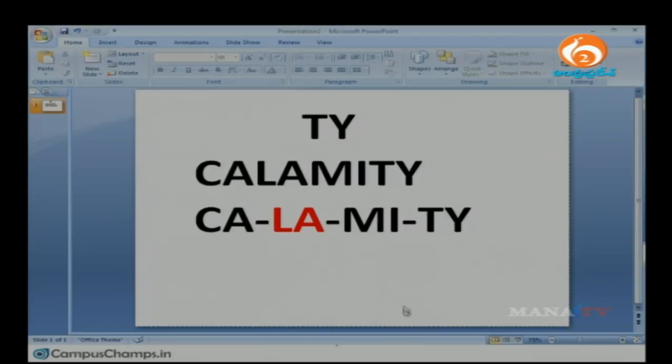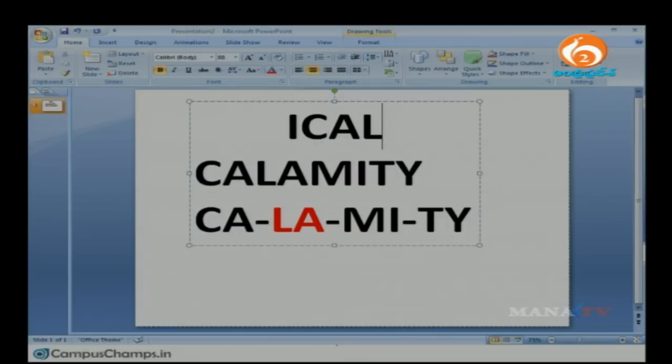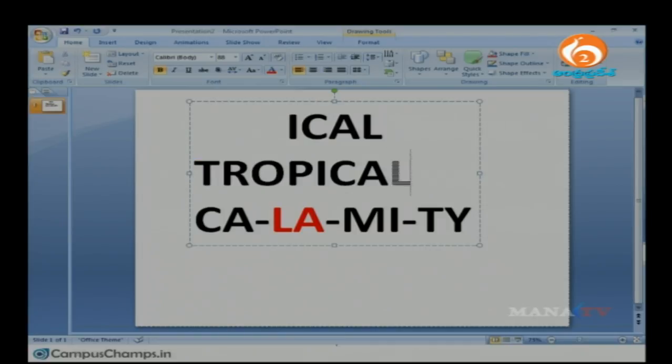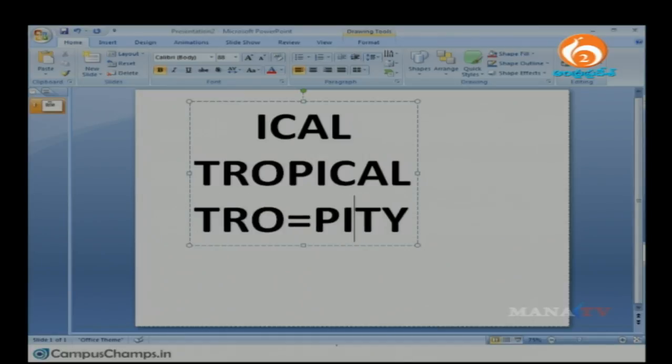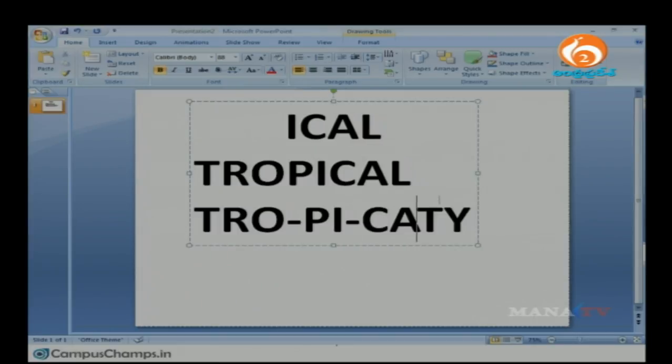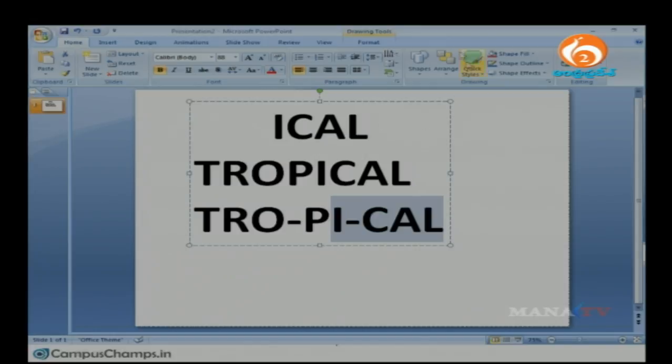Next, ICAL. Now you will wonder, ICAL itself has two syllables, I-cal, but that does not matter. We look at it as a word ending only. Say for example, tropical. Tropical. So it has three syllables, but this is the word ending here.